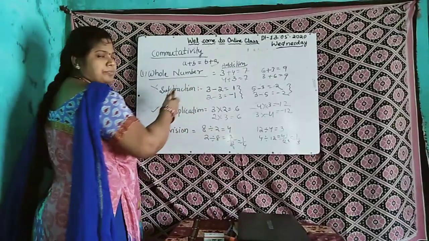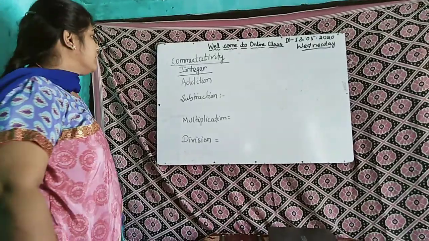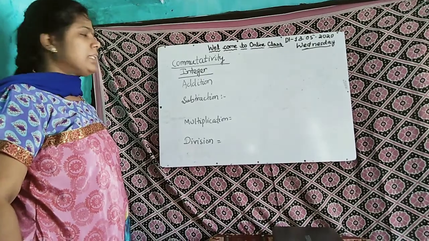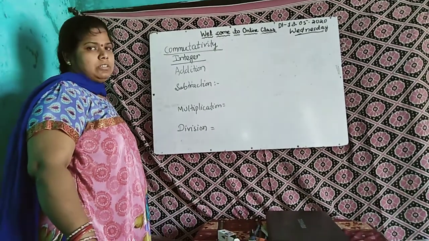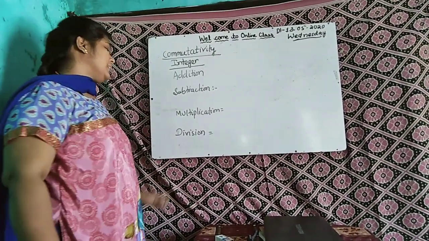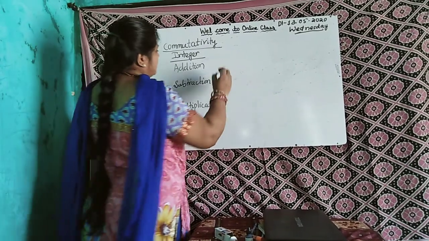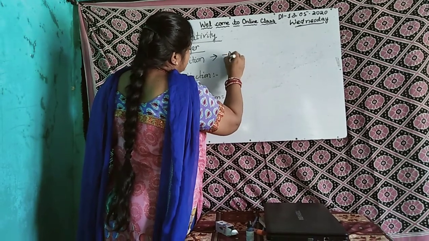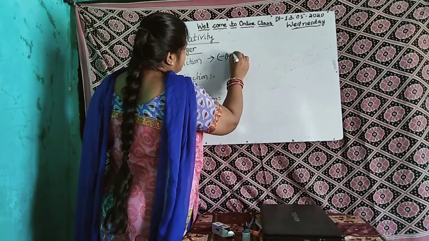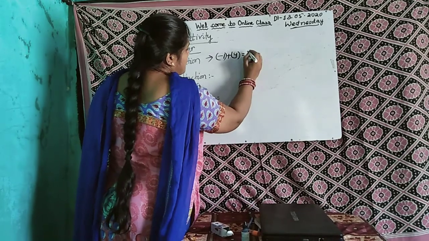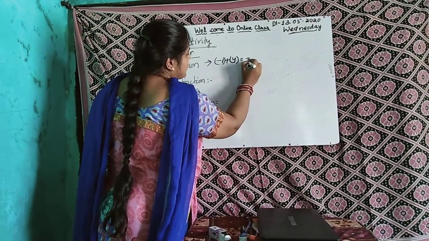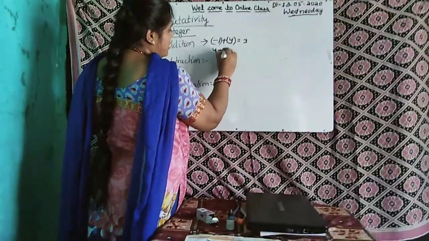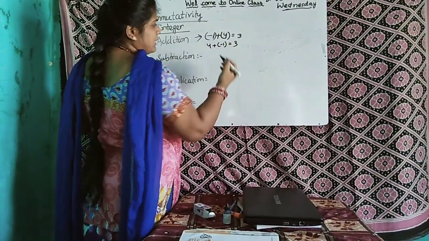Next, now we see whether integers satisfy the commutative property or not under addition, subtraction, multiplication and division. Same procedure: take any two integers. Suppose -1 plus 4. The answer will be 3. You just change it to 4 plus -1. The answer will be the same, 3.